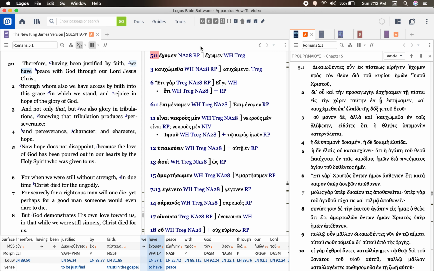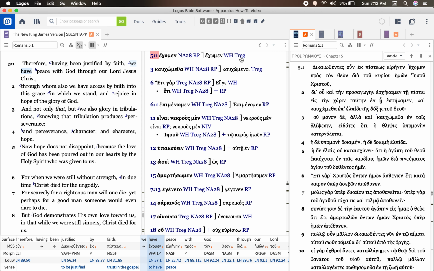But if we come over here, now this little bracket here, if we remember the symbol, this is separating the variants and how the different critical editions read. According to this, the Westcott Hort and the Tregelles both have ekamen. So what has happened is that they've replaced this omicron here with this omega.